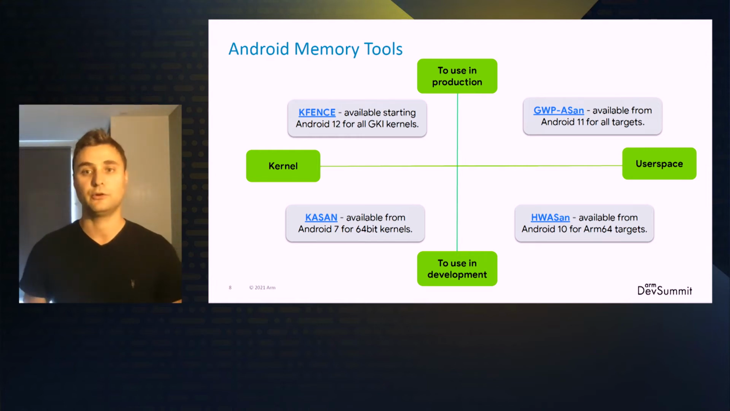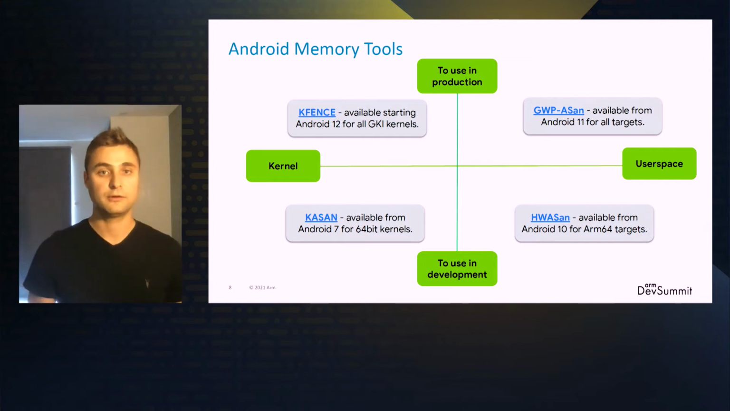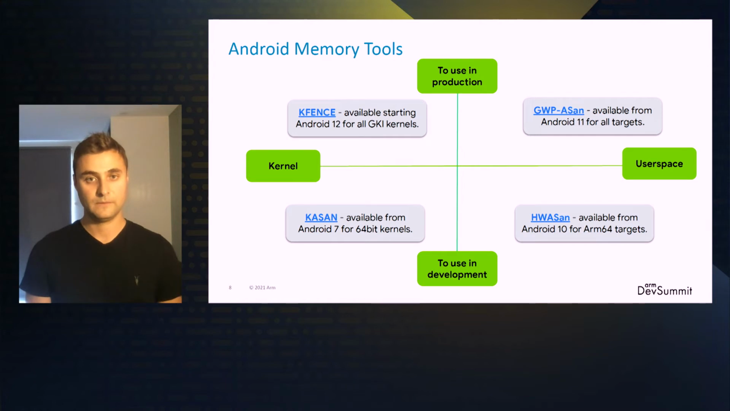GWP-ASAN was introduced in Android 11 and is available for all targets. And starting with Android 12, we're happy to announce that we are extending GWP-ASAN to the kernel through the introduction of KFence. These tools have been a great source of finding memory bugs in the field. But, as I mentioned, because they are probabilistic and don't apply to all allocations, they are only addressing part of the vulnerabilities and bugs we're seeing in the Android ecosystem.